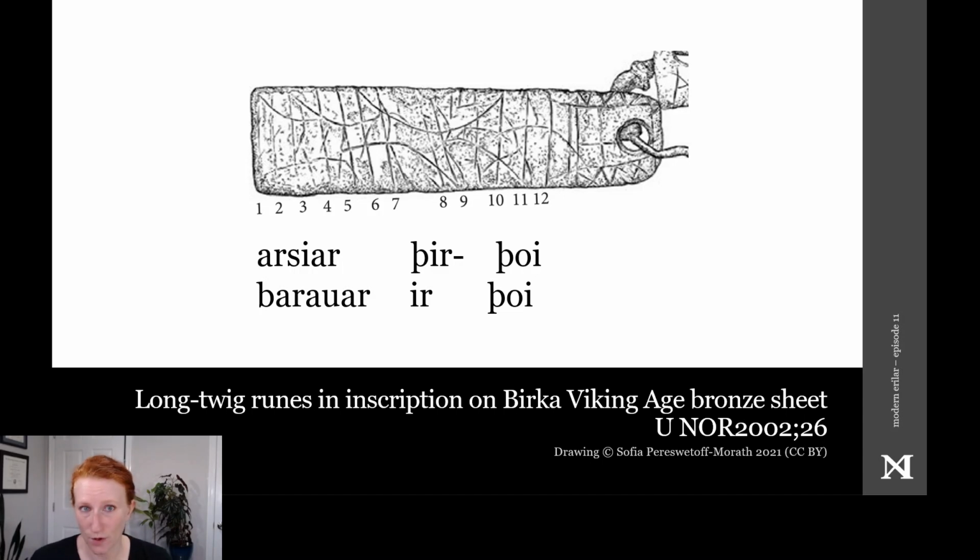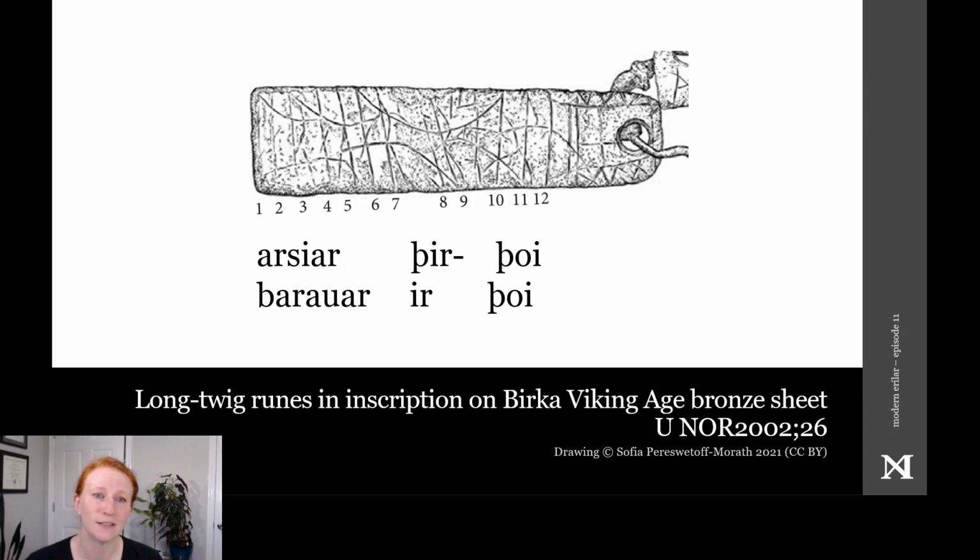This second inscription on a Viking Age bronze sheet has long twig A's here and here, and in this part of the inscription there is a nasal A or O's rune. The alternate transliterations here are from Helmer Gustafsson from 2002, and the second one is Sofia Peresvetov Moraths from 2021. While they disagree over some of the runes in the inscription, they don't disagree on these two runes.